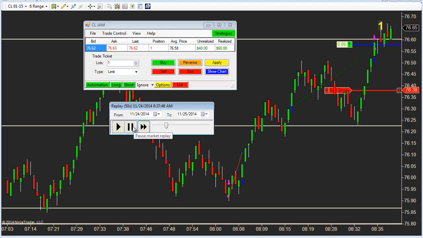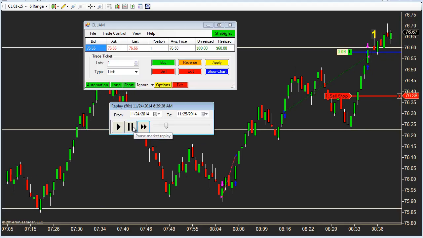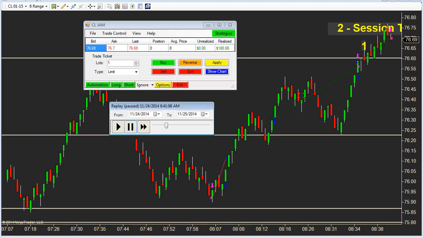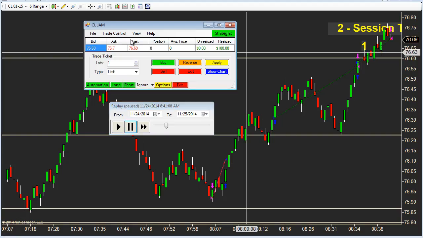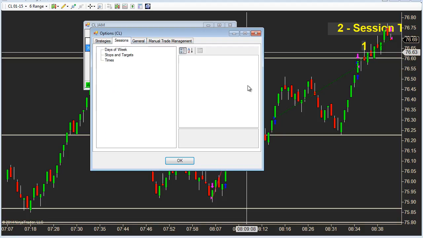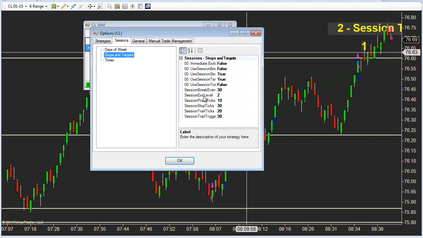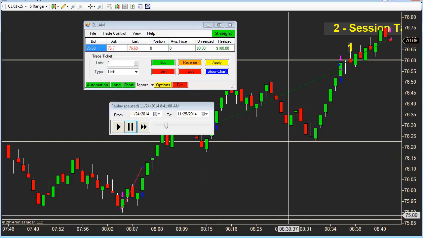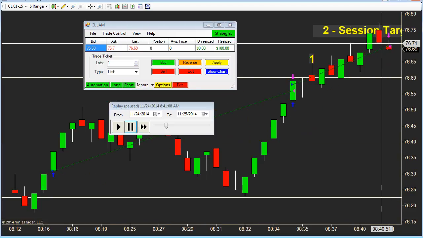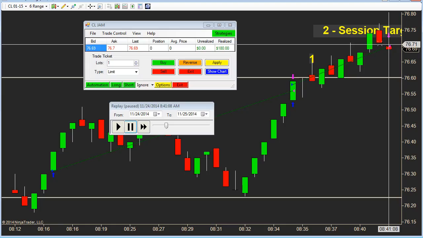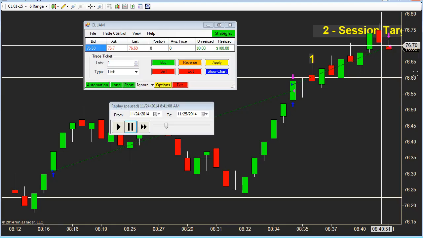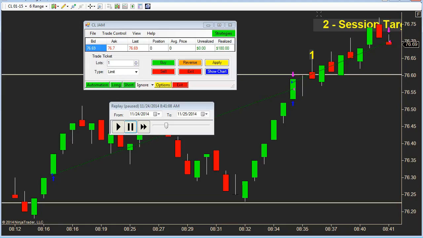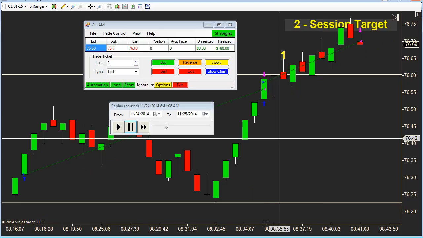Let's see if I can get the number 2. There's number 2. Now notice, let's go back here for a minute. Immediate exits are on false. So I waited for the close of this bar, which shows up at the open of the next bar, but I waited for the close of this bar to exit that trade. Session 2 target hit. I made 20 ticks on the day.